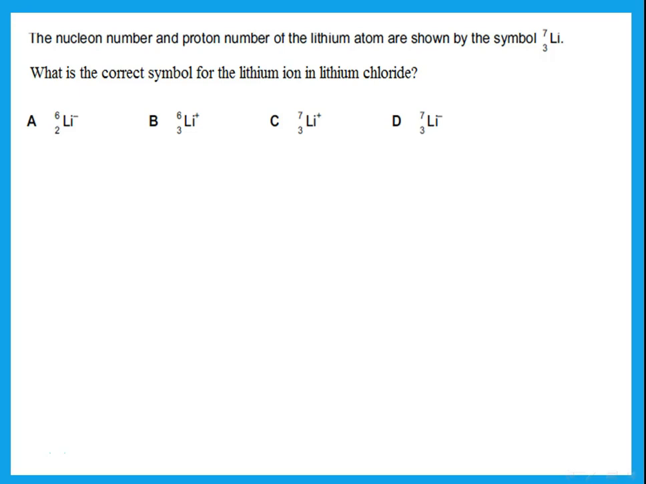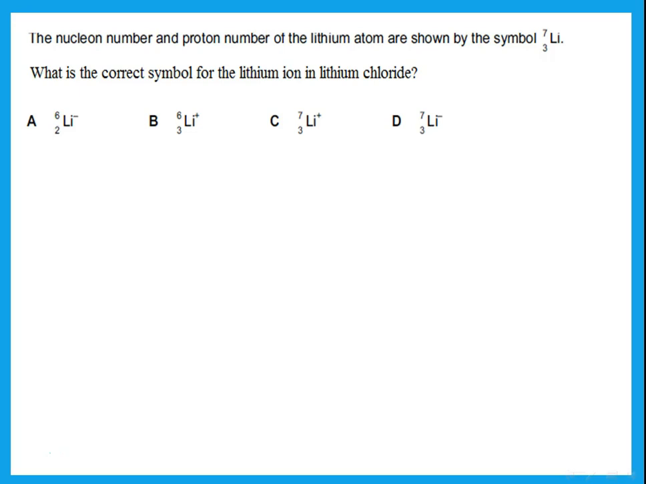Now, when lithium wants to make an ion, lithium is in group 1. It has 1 electron in its outermost shell. When it wants to make an ion, it loses that electron in the outer shell. Now, when it loses the electron in the outer shell, that means now it has an extra positive charge. So, the answer should include Li positive.